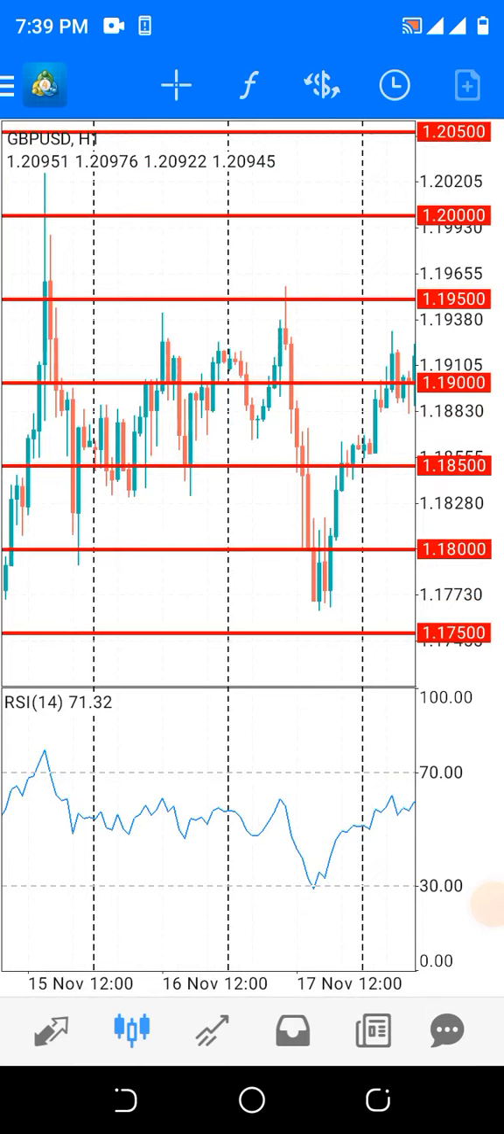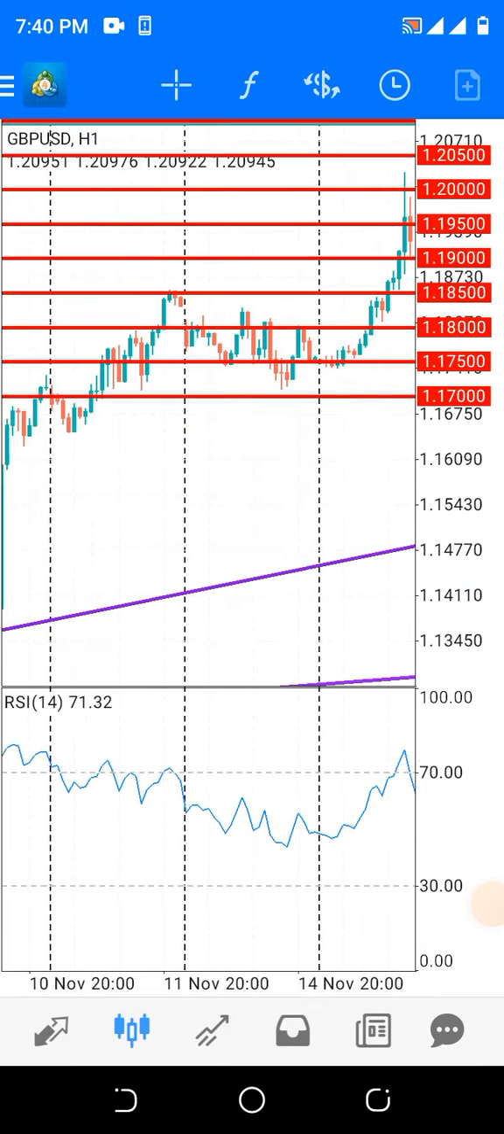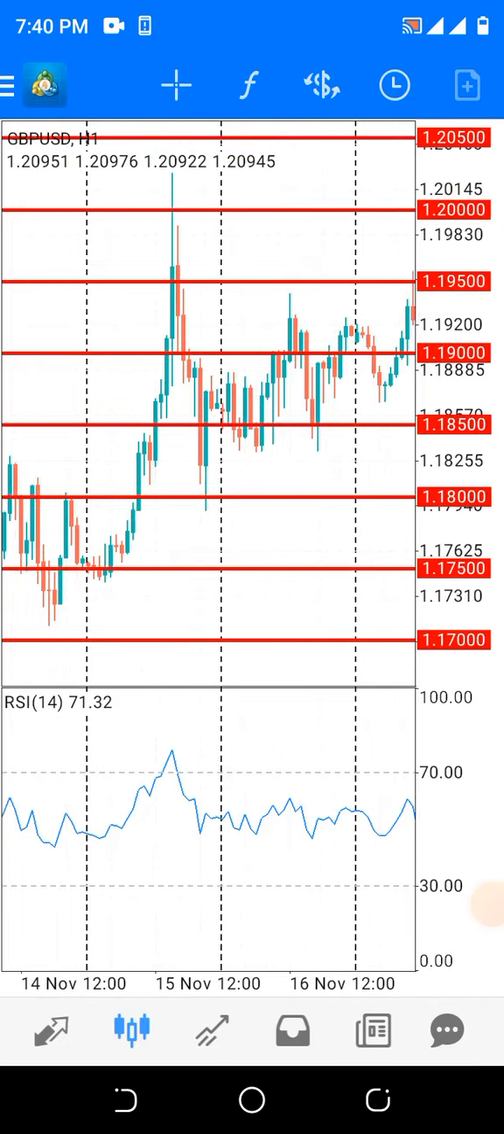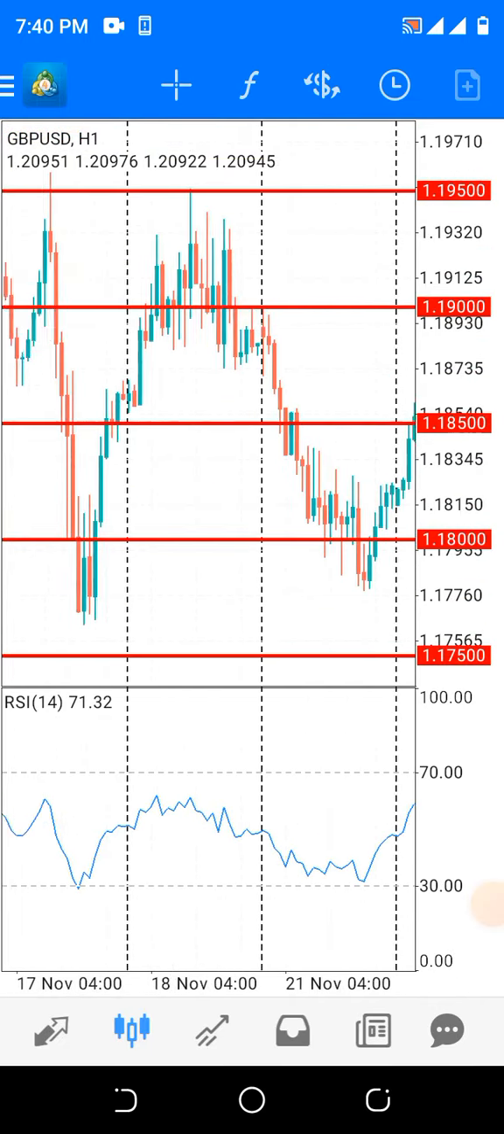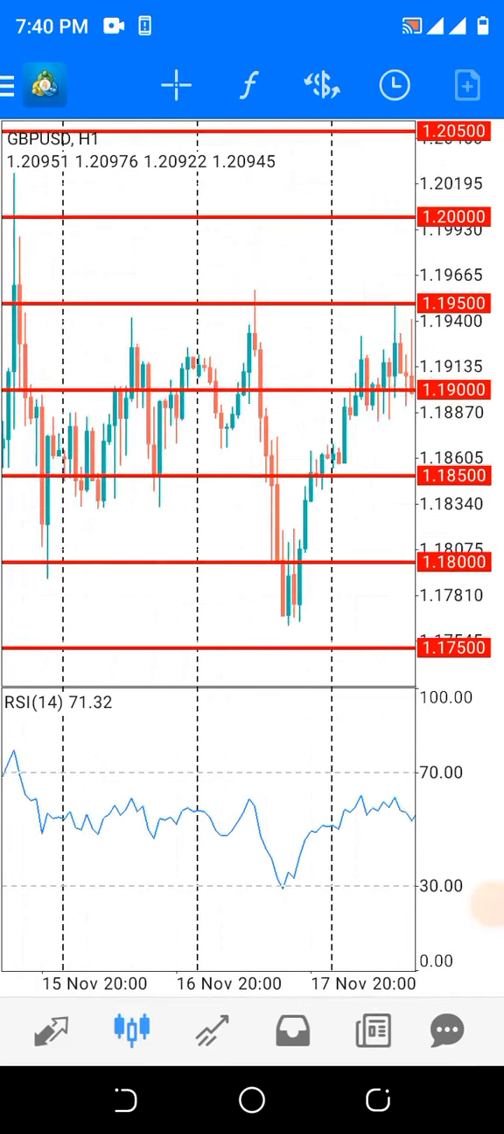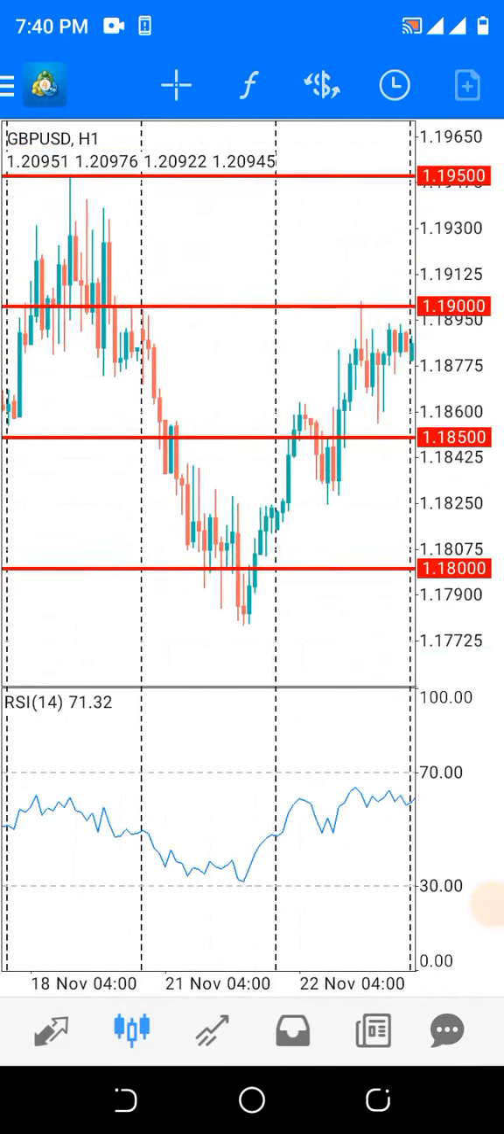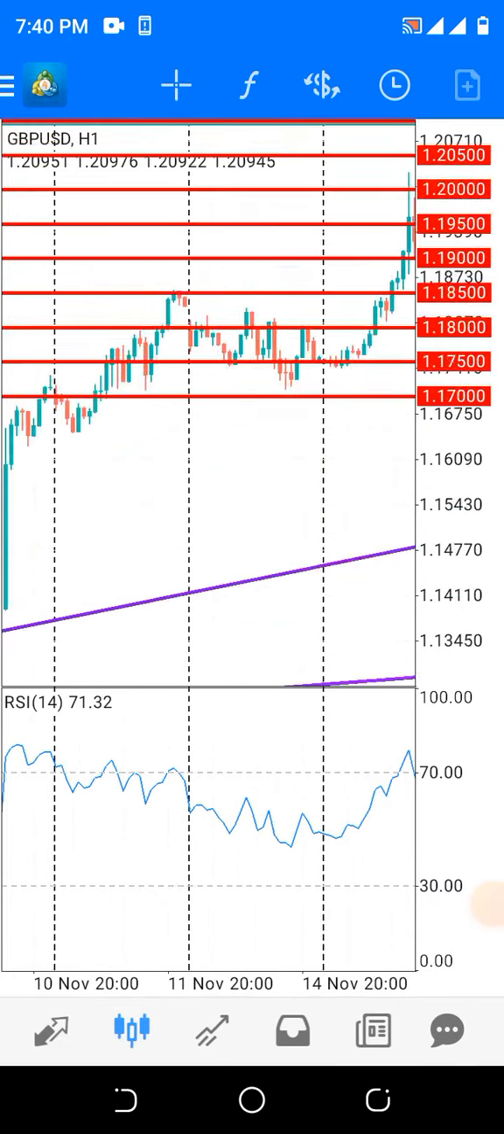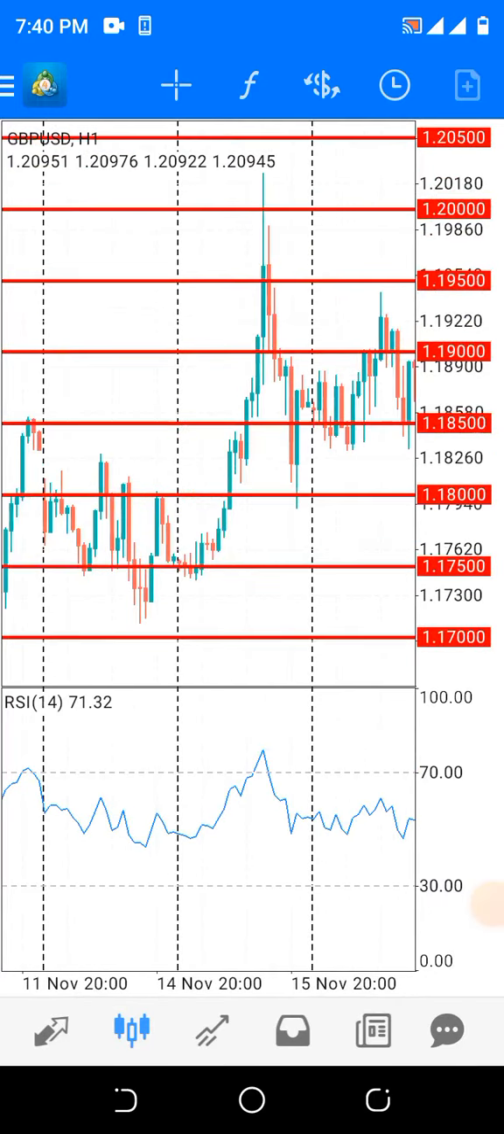Now what is a psychological level? Psychological levels are round numbers that tend to act as support or resistance levels when trading in forex or stock markets. Now when you understand the psychological level of every forex pair, then you are 80% close to succeeding in reading the direction of that particular forex pair or stock. Now on my screen is GBP USDT.